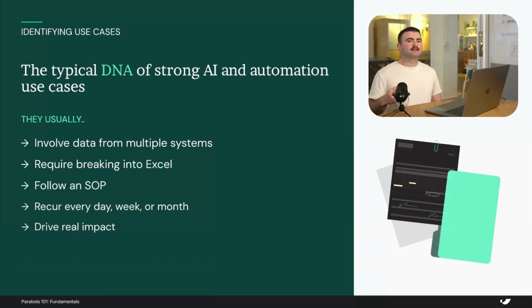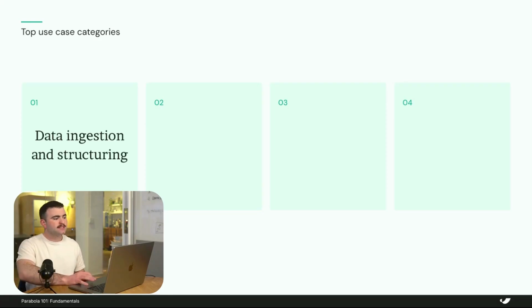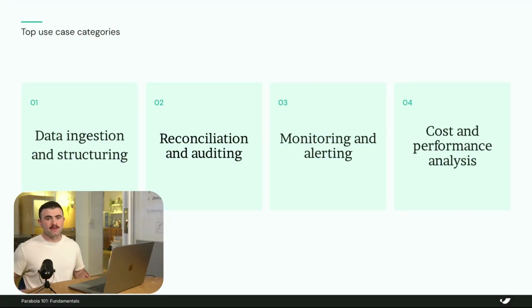Now, a process doesn't need to check all 5 of these boxes to make for a great Parabola use case, but the more boxes a process checks, the better the use case is for Parabola. Because Parabola can automate anything you're currently doing in spreadsheets, there's really no limit to how many different use cases you can automate in Parabola. That said, from working with hundreds of other e-commerce operations and supply chain teams, we typically see key use cases fall into one of 4 buckets: data ingestion and structuring, reconciliation and auditing, monitoring and alerting, and cost performance and analysis. Let's break down each one and talk about some specific examples.